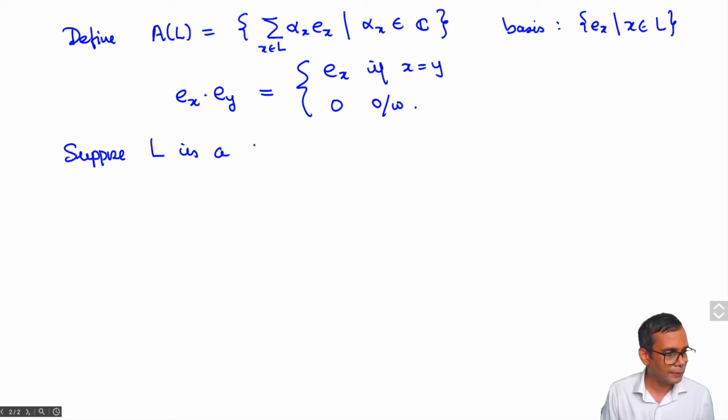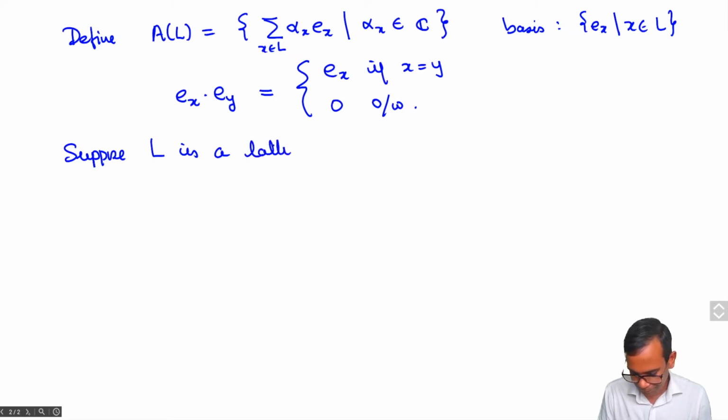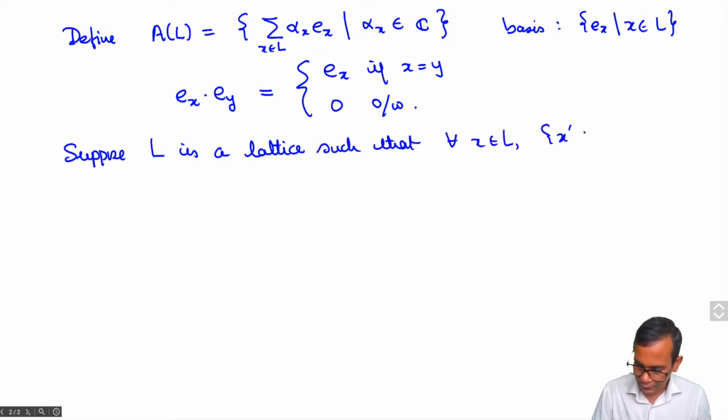And let's assume that it has... well, we can assume it's a finite lattice, or we can just assume that whatever sums we write make sense, that means for every element x in L, the set of x' belonging to L such that x' less than or equal to x is finite.